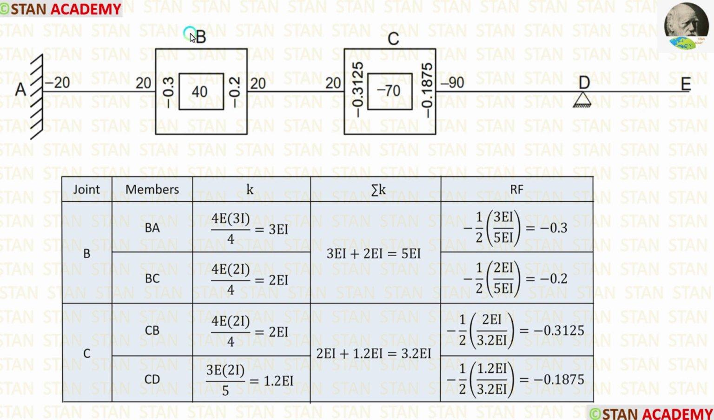Now we have to enter the rotation factors. In the joint B, we have calculated two rotation factors, for BA and for BC. For BA, it is minus 0.3 and for BC, it is minus 0.2. In the joint C also, we have calculated two rotation factors. For CB, it is minus 0.3125. For CD, it is minus 0.1875.